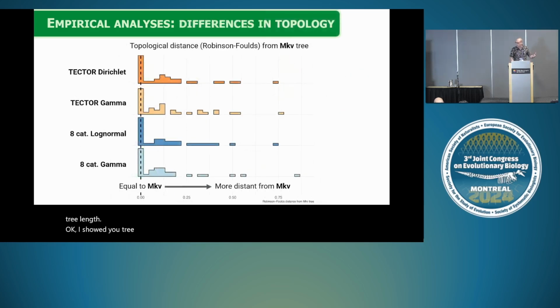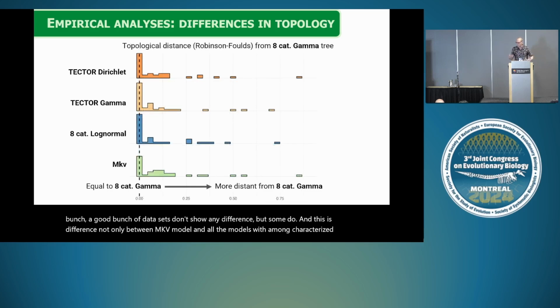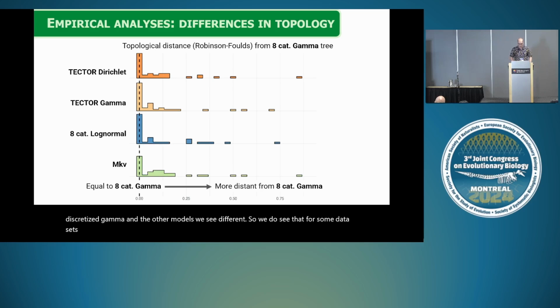Okay, I showed you tree length. What about topology? So here I'm showing you again topological distance from the MKV model, and again, a good bunch of datasets don't show any difference, but some do. And this is a difference not only between the MKV model and all the models with among character rate variation, but also between the among character rate variation models. So for example, between discretized gamma and the other models, we see a difference. So we do see that for some datasets, applying the tector models really impacts also the topology.